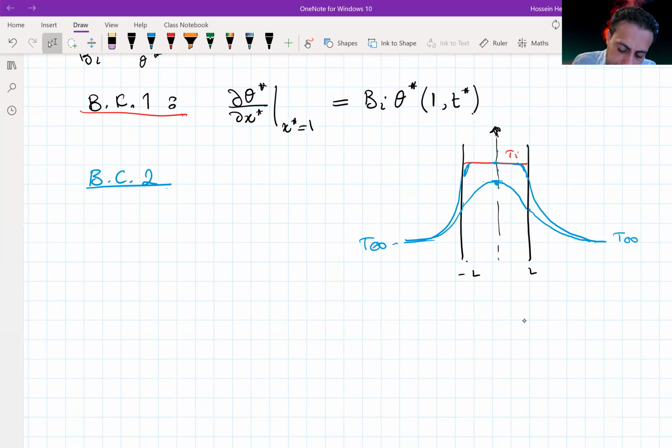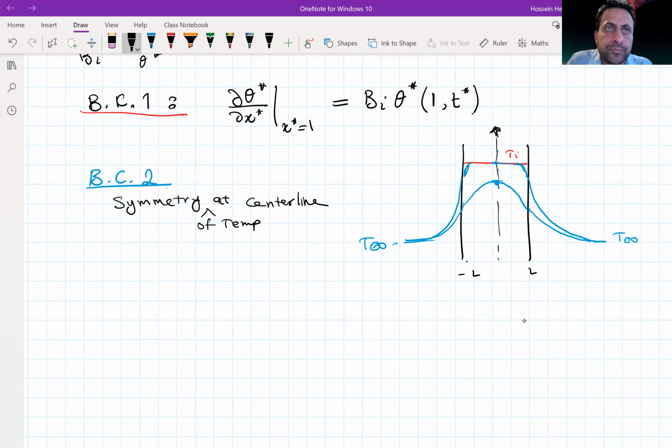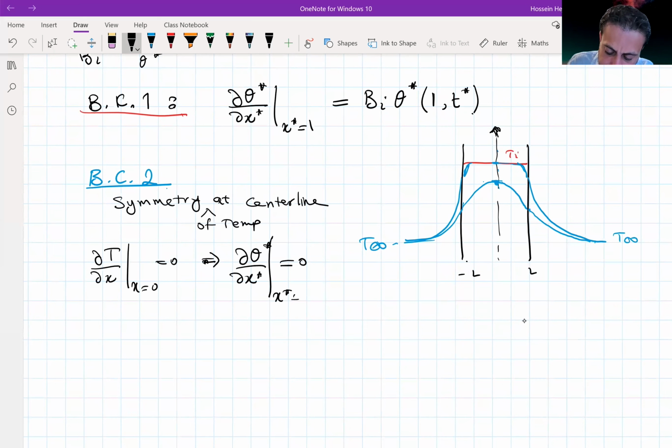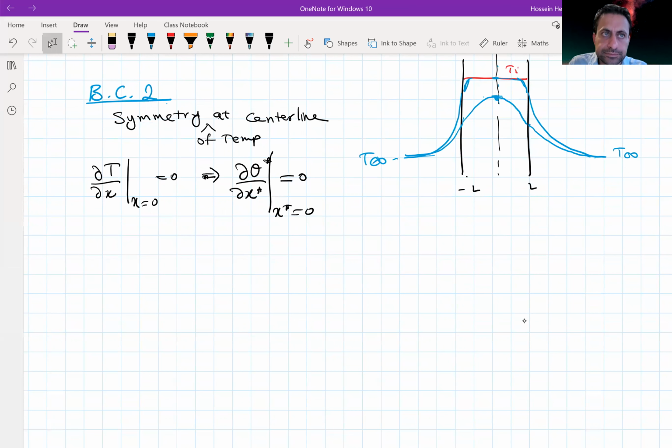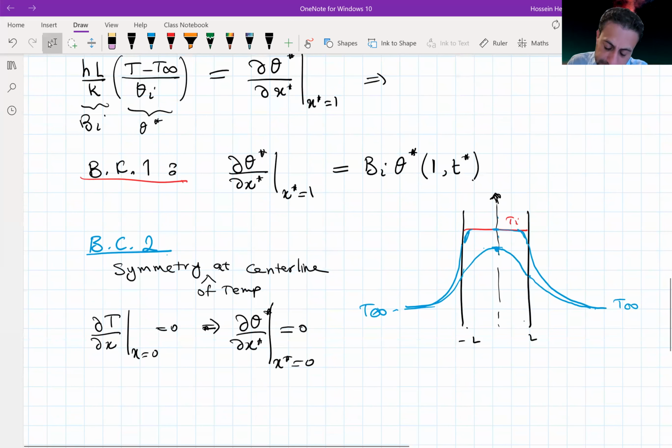Then what does that mean? I'm going to write it down. Three: center line, symmetry of temperature. What that means is dT/dx at x equal to 0 is going to be 0. Or in the dimensionless form, d theta star over dx star is going to be 0 at x star equal to 0.